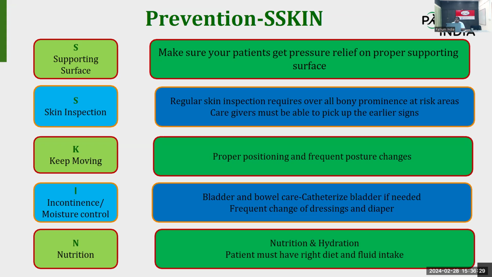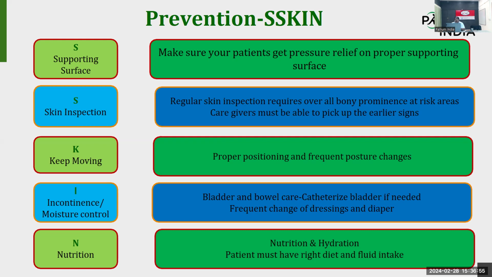So the next one is keep moving. It is nothing but positioning, proper positioning at proper or frequent intervals. The posture change is very important for the prevention of bed sores. The next one is incontinence and moisture control, and bowel and bladder control. It may be a main reason for pressure ulcer.